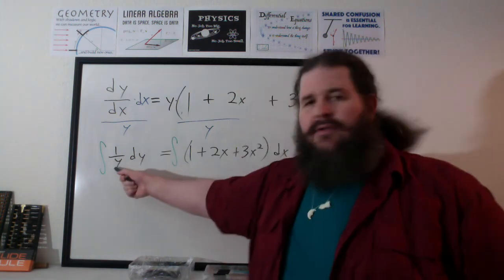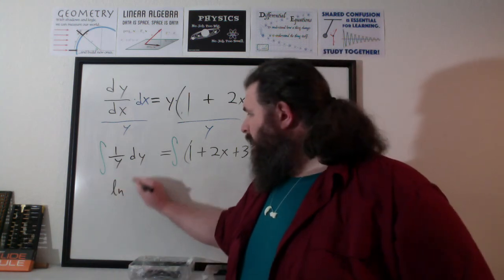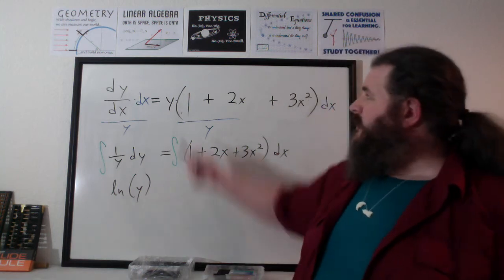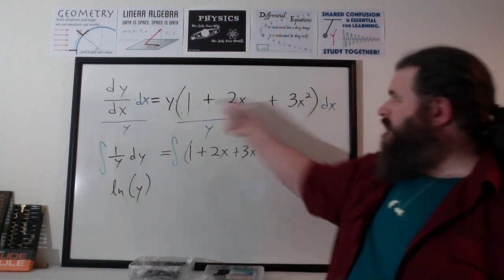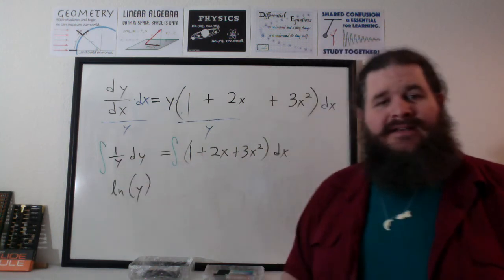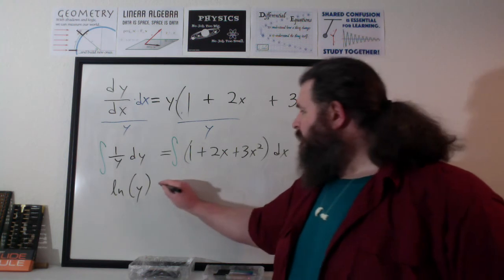And now what's the integral of 1 over y? That should be the logarithm of y. And this is actually going to show up quite often. Anytime you've got dy/dx equals y times a bunch of stuff, you're going to end up dividing by y, integrating, and you'll probably end up with a logarithm. So this is a very common sort of result in these cases.